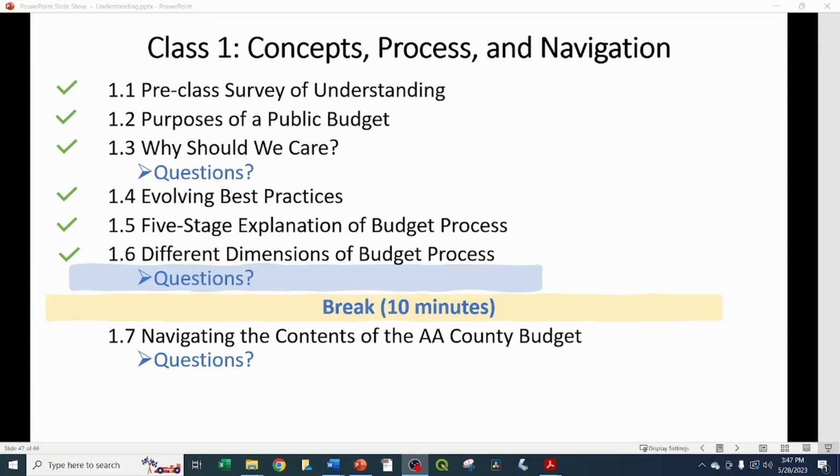All right, this is the start of the third part of Class 1, navigating the contents of the Anne Arundel County budget.